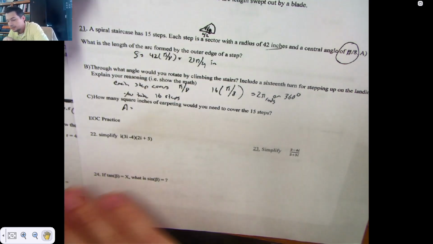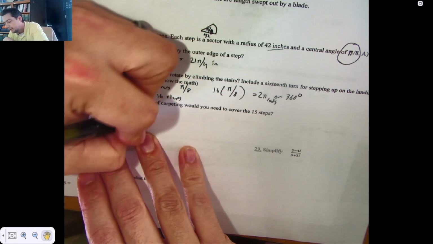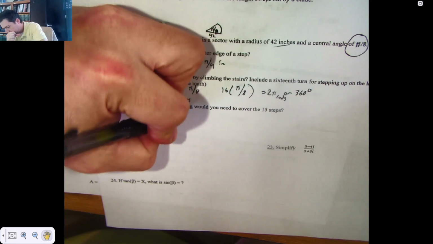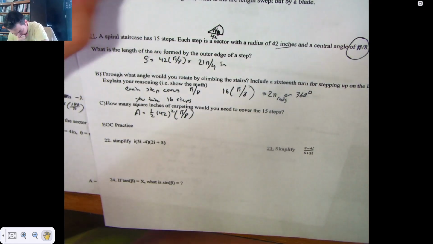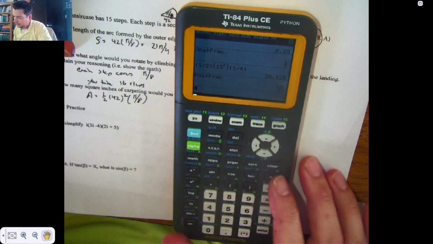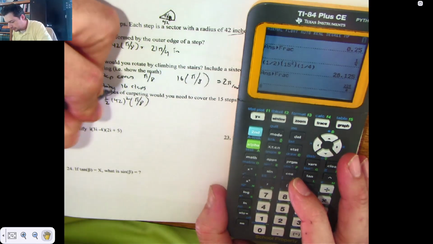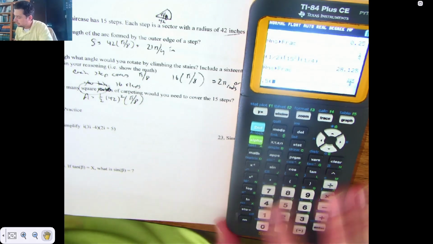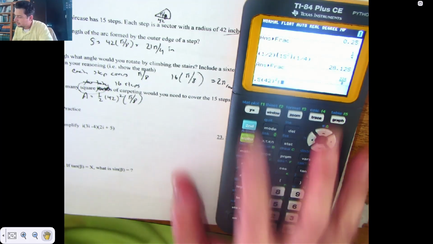How many square inches of carpeting would you need to cover the 15 steps? So you have to find the area of each sector, and there's 15 of them, by the way. 1/2 the radius of 42 squared times pi over 8. I'm not going to do that one in exact form. It's a carpentry problem. Notice I want square inches. I should have asked for square yards. Let's do that. I'm going to change that to square yards. Anyways, 0.5 of 42 to the second power times pi over 8.